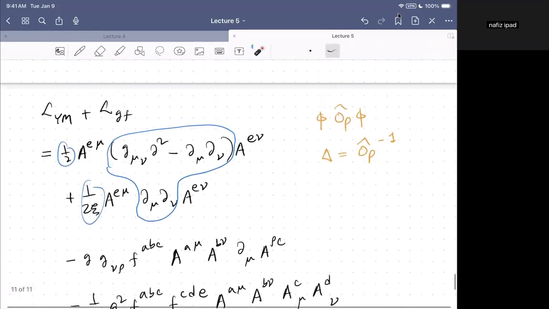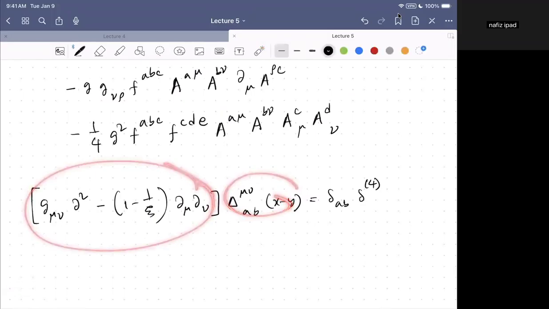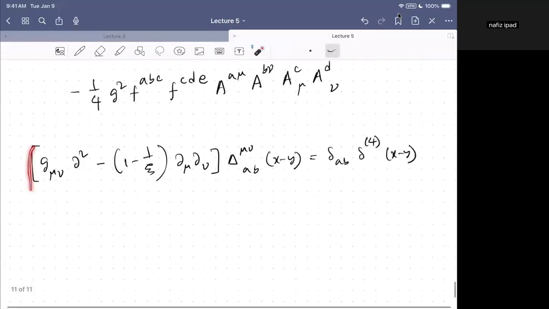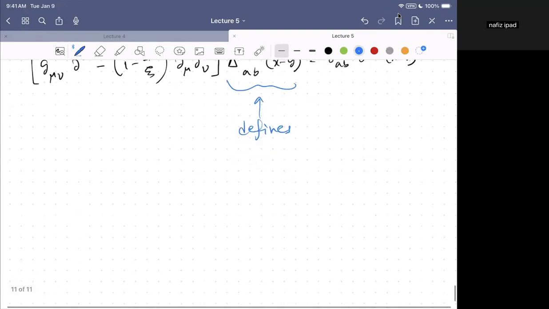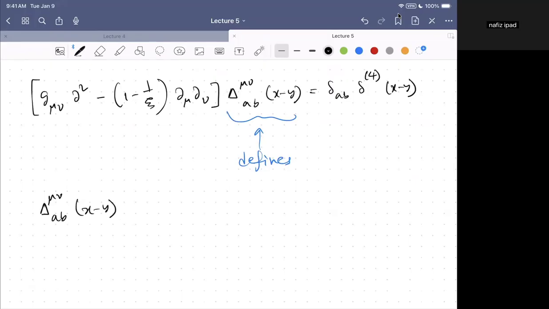And as I said, your propagator has to be the inverse of this operator. So if you multiply the propagator and the operator, you must get the analog of the identity, which is the delta function. This is the equation that defines this propagator. And this equation is actually not that difficult to solve. The solution is, as I was saying, the dependence on the Lie algebra index is very simple, just a Kronecker delta.